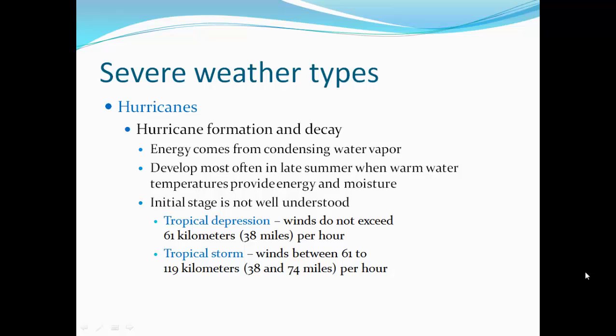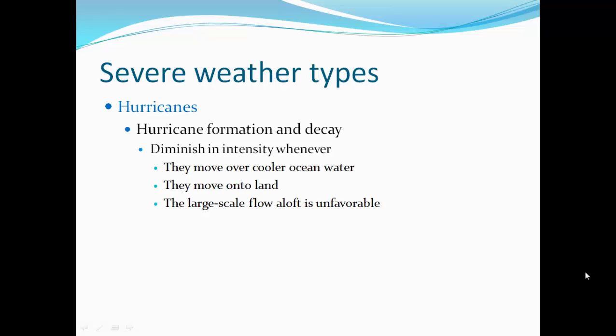The peak of hurricane season for us is 2 weeks before Labor Day through 2 weeks after Labor Day. The initial stage is not well understood, but typically a tropical depression is the beginning of one, where winds aren't more than 38 miles per hour. Then a tropical storm has 38 to 75 miles per hour winds.